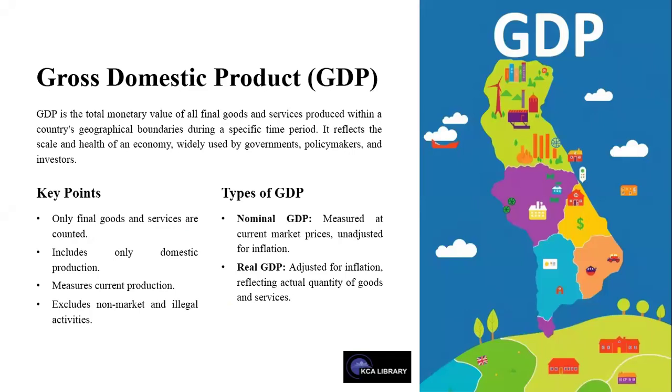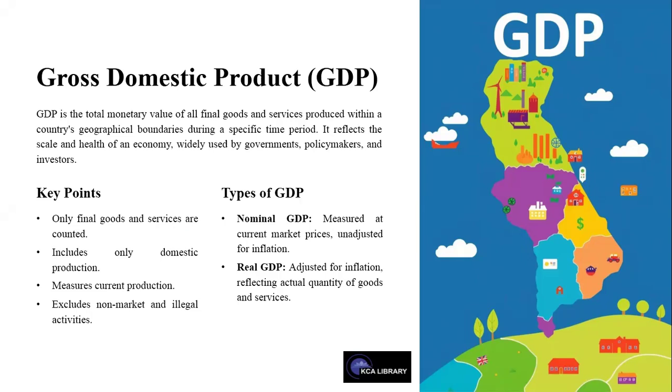Elaborating on the GDP, it is the total monetary value of all finished goods and services produced within a country's geographical boundary during a specific time period, and it reflects the scale and health of an economy, widely used by governments, policymakers, and investors. What are the key points we need to understand when we talk about GDP? The first one is that only the final goods and services are counted. Also, it includes only domestic production, it measures the current production, and lastly it excludes non-market and illegal activities. And these are the key points of GDP.